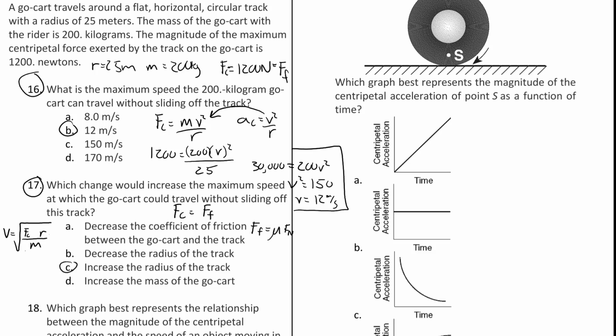Now what happens if we increase the mass? Well, you can see they're inversely related. If we increase the mass, the velocity will decrease. So that is no good either. The answer is choice C.